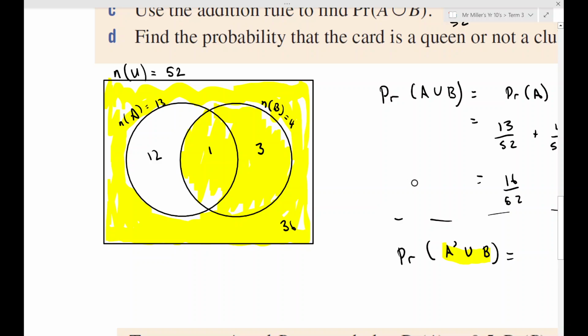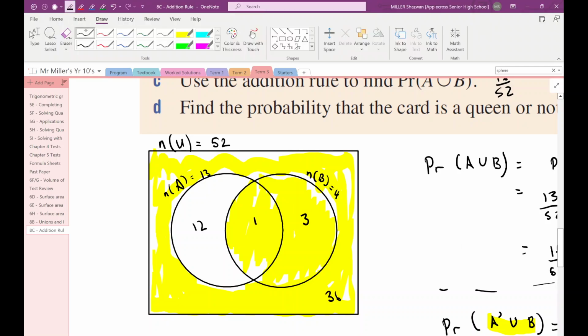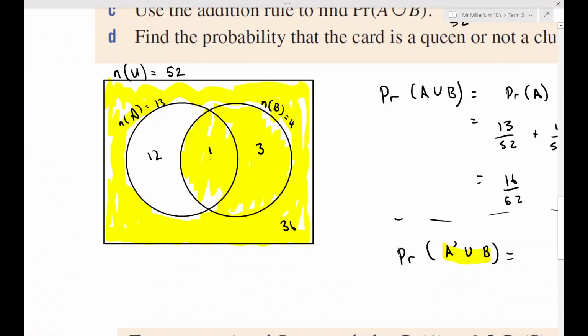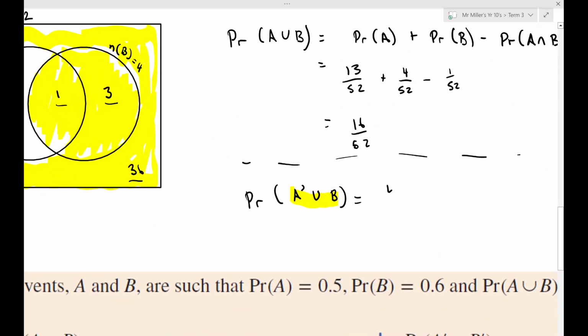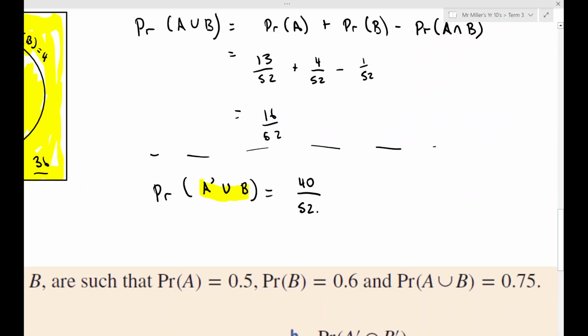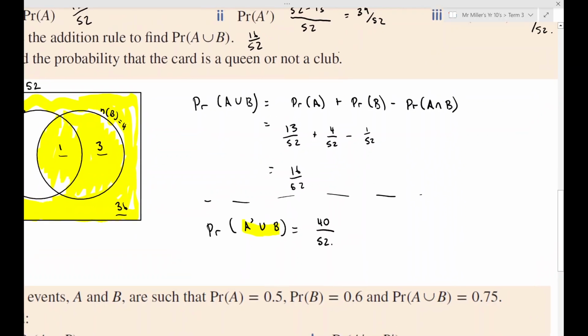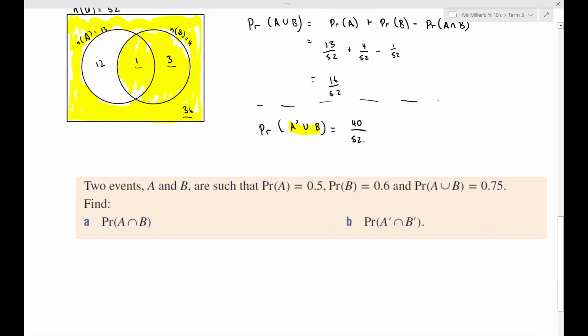What that tells us is that we're looking at the probability of 1 plus 3 plus 36, these 6, 7, 8, 9, 10, these 40 elements. We're looking at the probability of picking out one of these 40 elements out of our 52. And of course we could simplify that, but I'll leave that to you guys. Alright, so that's one example done.